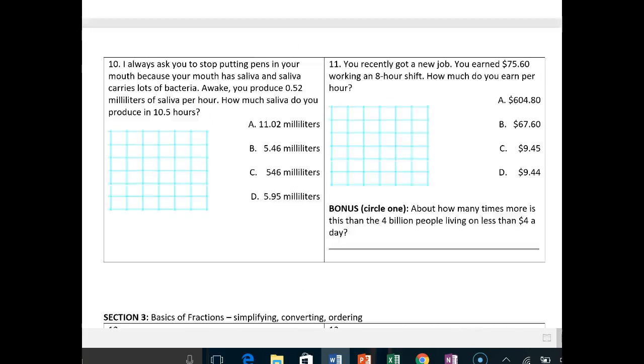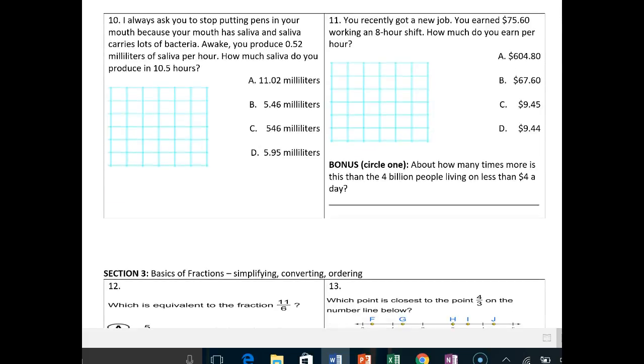Number 10. So many of you just decided, oh, well, the last ones were adding and subtracting word problems, so this must be an adding and subtracting word problem. Read the problem carefully. I always ask you to stop putting pens in your mouth because your mouth has saliva, and saliva carries a lot of bacteria.